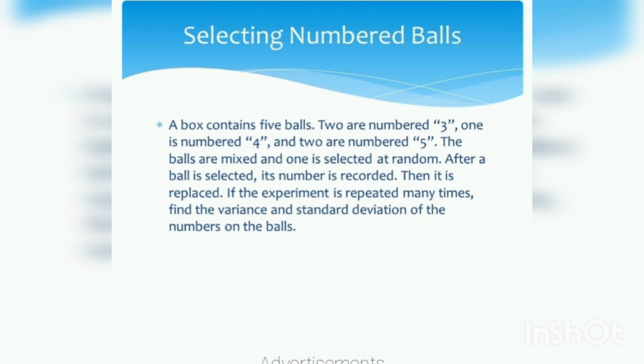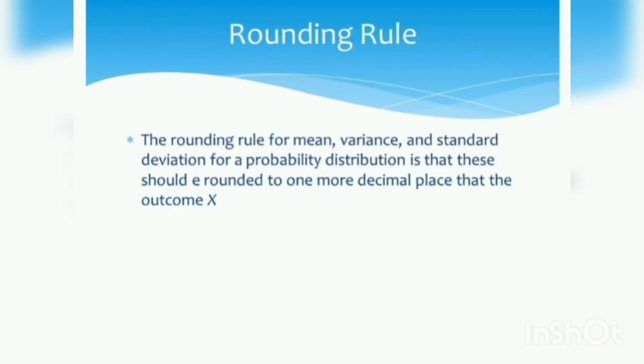So the balls are mixed together randomly. If we take any one of the balls, what are the chances of getting a ball numbered 3, 4 or 5? So in these applications we will use the mean, standard deviation and variance.